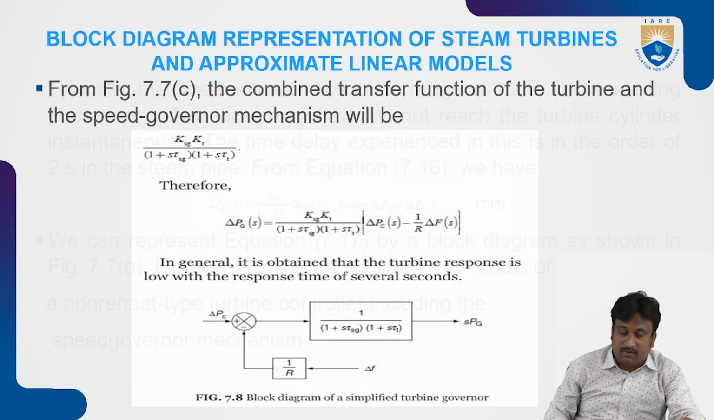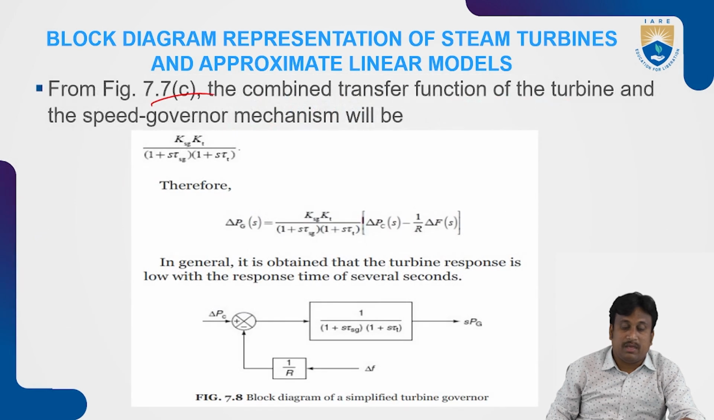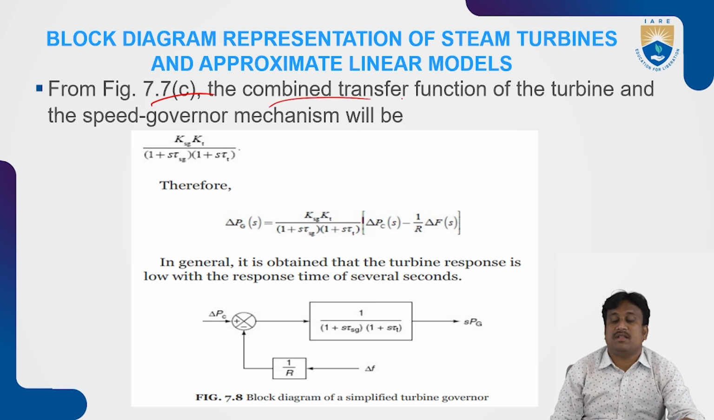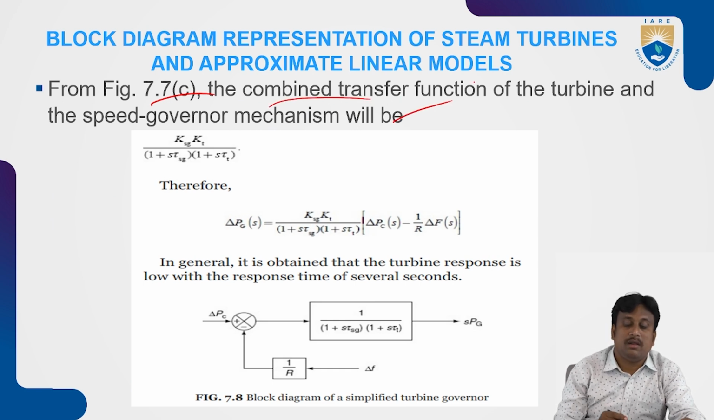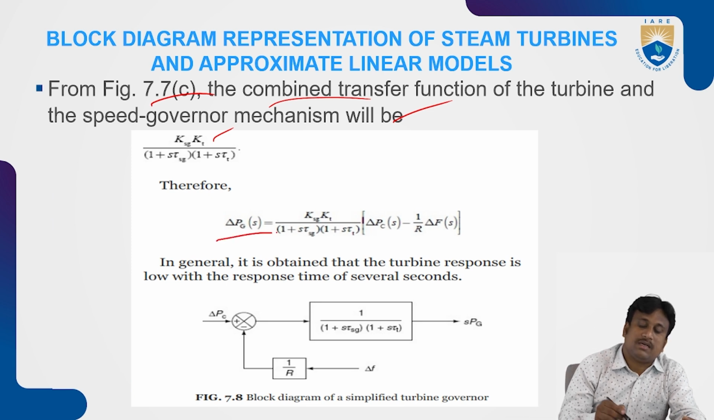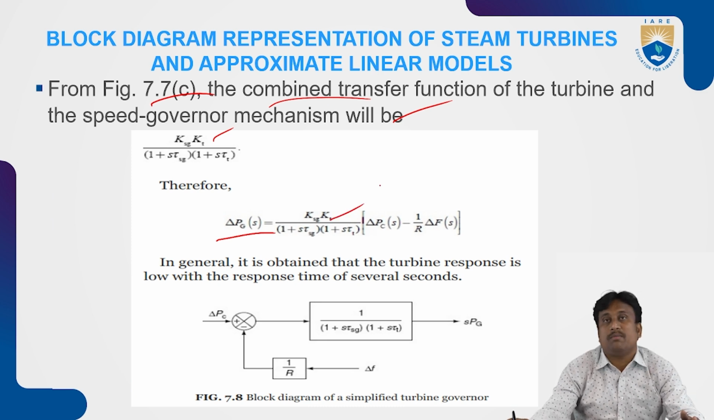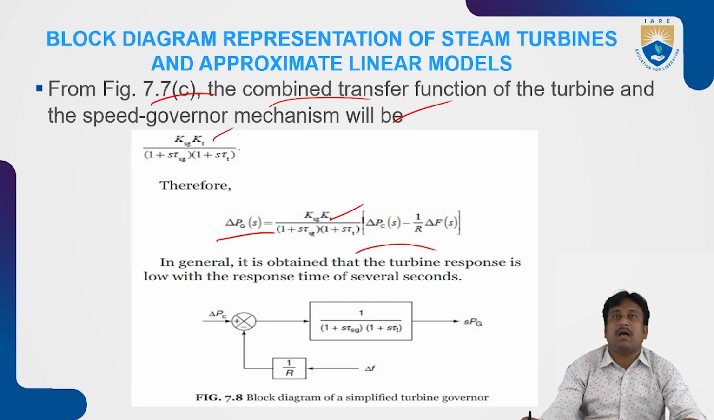With the third figure, in the blocks of Ksg by 1 plus S tau g connected to delta Xe of S and Kt by 1 plus S tau t, that will represent the combined transfer function of the turbine and the speed governor mechanism model, which will be Ksg Kt by 1 plus S tau Sg into 1 plus S tau t. So here this function is the representation of delta Pg of S, which equals Ksg Kt by 1 plus S tau Sg into 1 plus S tau t. So here it is the function of delta Pc of S minus 1 by R delta F of S.